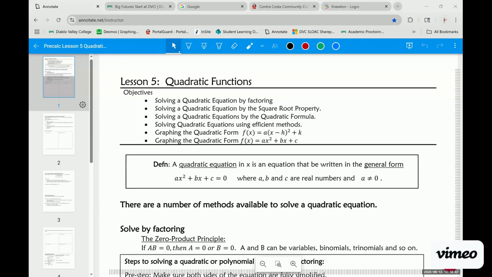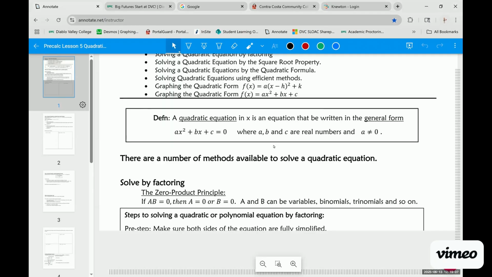Welcome to lesson 5, quadratic functions. In this lesson, we're going to learn how to solve quadratic equations by a number of methods. Make sure that we're using the most efficient method and not just stuck doing it one way. And then we're going to talk about graphing quadratic functions.